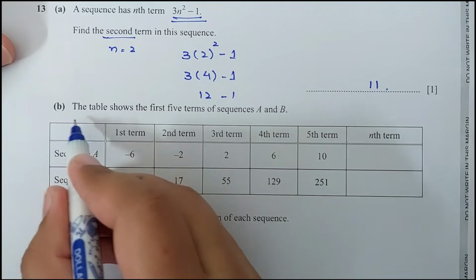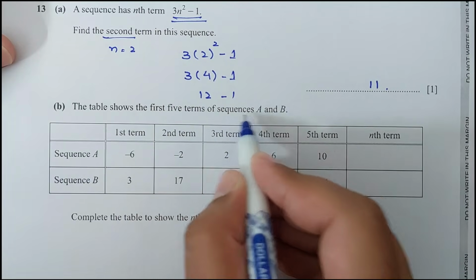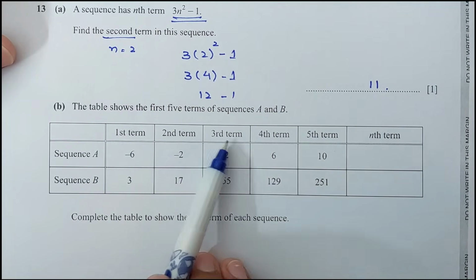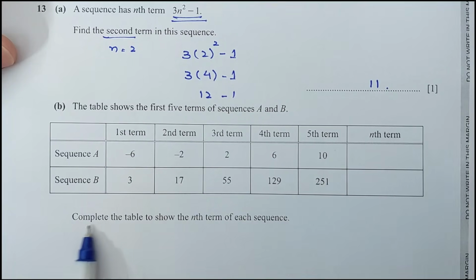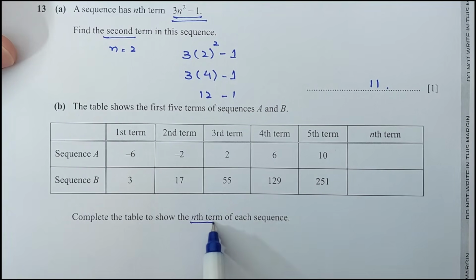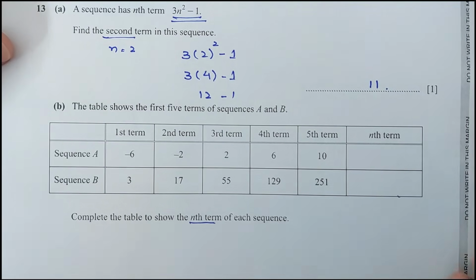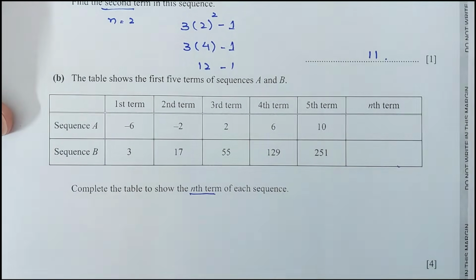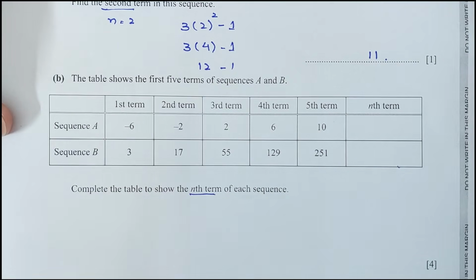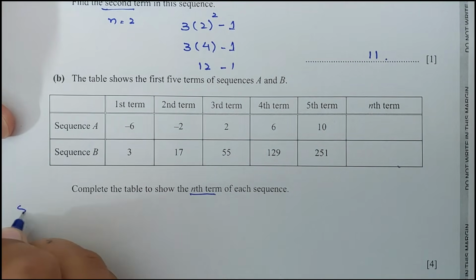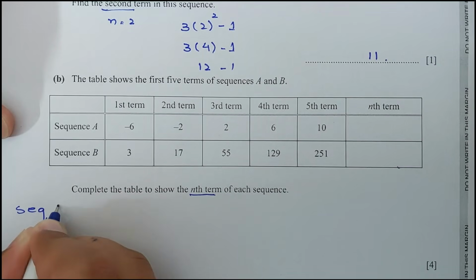Now for part B, the table shows the first 5 terms of two sequences, A and B: first, second, third, fourth, and fifth term. Complete the table to find the nth term of each of these two sequences. Let's see whether the sequence is linear or cubic. Let me work with sequence A first.